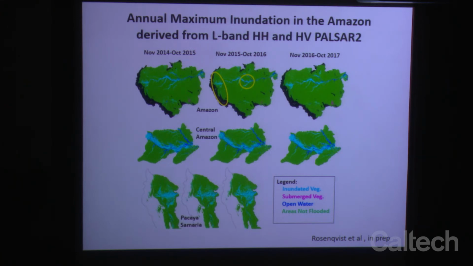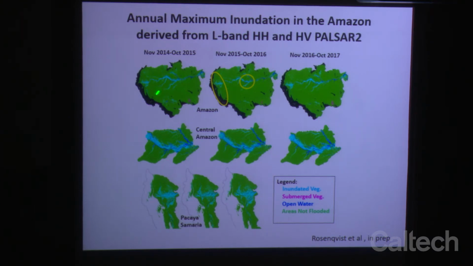And looking now at some data from the Japanese PALSAR-2 instrument. These data are courtesy of JAXA. These products were developed by a student in my group, looking at the Amazon basin here over 3 hydrologic years and quantifying maximum inundation extent during those time periods. We're looking at the full Amazon here, the blue areas. We're looking at inundated vegetation versus open water, also seasonally submerged vegetation, and areas not flooded in green.